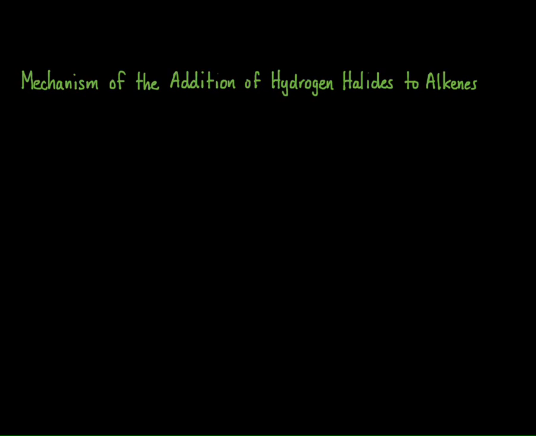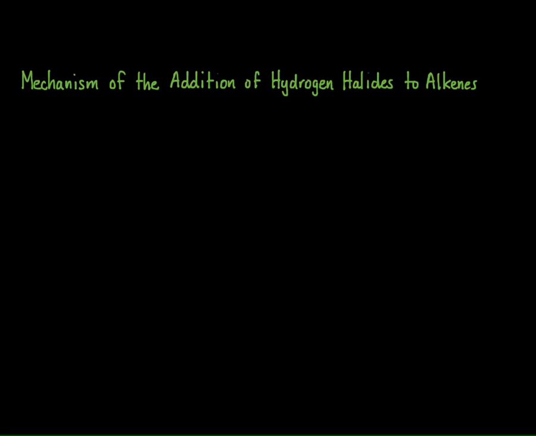Now that we've been introduced to the idea that alkenes can react with hydrogen halides, let's see how that process actually happens. And we're going to look at the mechanism of that reaction.